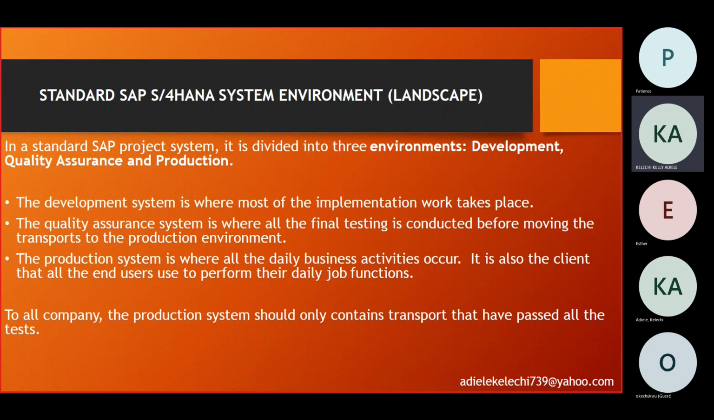to the production system. So first level of testing happens in the dev system, second level of testing happens in the quality system, and that's the final testing before you now move transport to the production system. The production system is where all the daily business activities occur. It's also the client that all the end users use to perform their daily jobs.